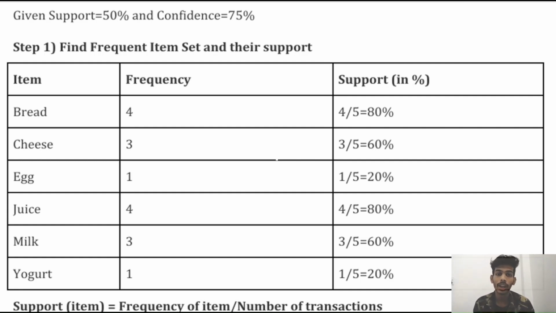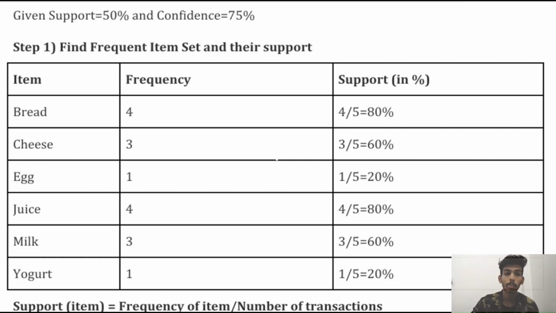First step is to find the frequency of item sets and their support counts. The items are bread, cheese, egg, juice, milk, and yogurt. The frequencies of the items are respectively 4, 3, 1, 4, 3, 1. We find the support count by the formula: frequency of item divided by number of transactions. As you see on screen, the support count of bread is 4 upon 5 equal to 80%, for cheese 60%, and for egg, juice, milk and yogurt respectively 20%, 80%, 60% and 20%.